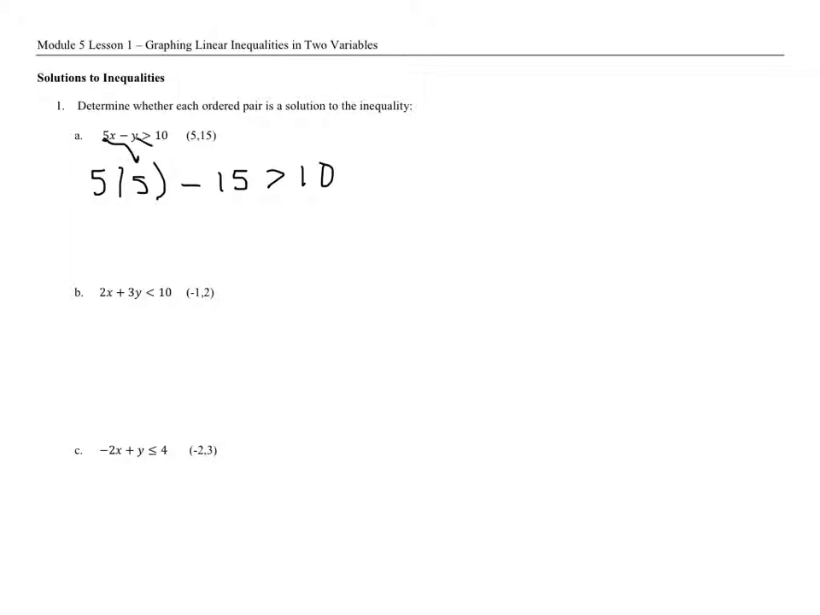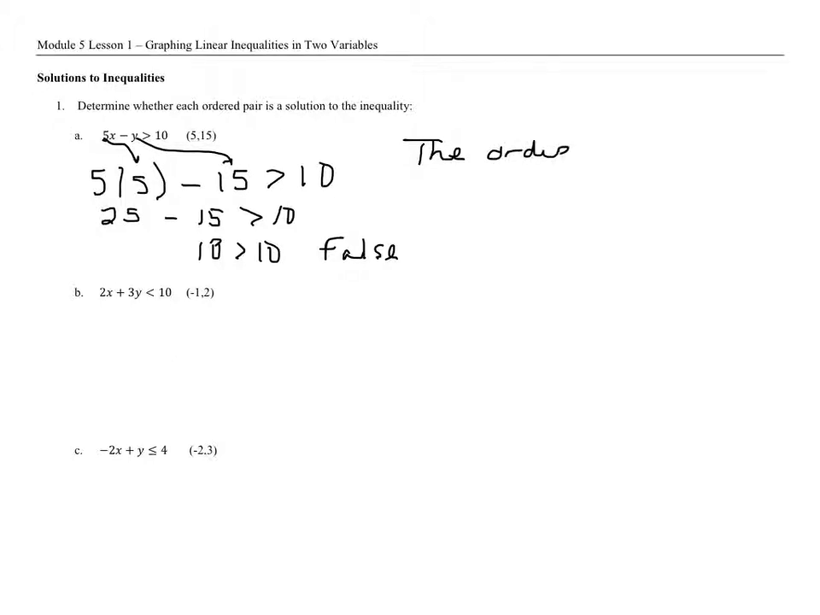I plugged in 5 for x, 15 for y, because that's what the point tells me to do. So it's going to be 25, take away 15, greater than 10. Is 10 greater than 10? No, it isn't. This is false. So the ordered pair (5, 15) is not a solution.